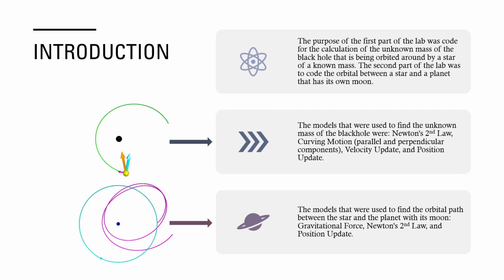The models that were used to find the unknown mass of the black hole were Newton's second law, curving motion, both parallel and perpendicular components, the velocity update, and position update. The models that were used to find the orbital path between the star, the spaceship, the planet, and the moon were the gravitational force, Newton's second law, and the position update.